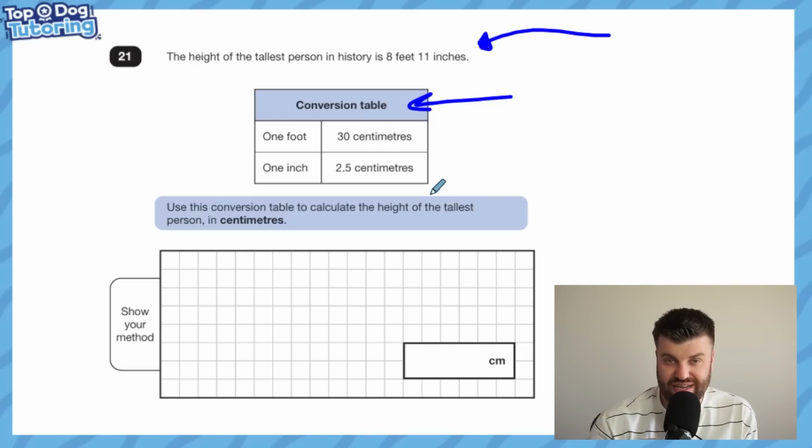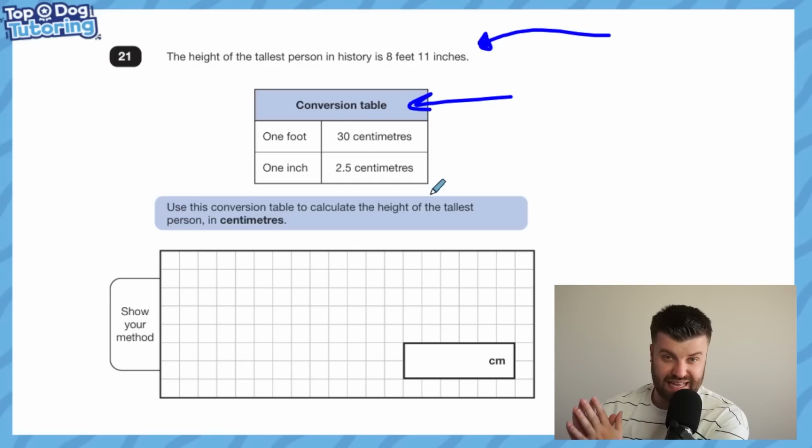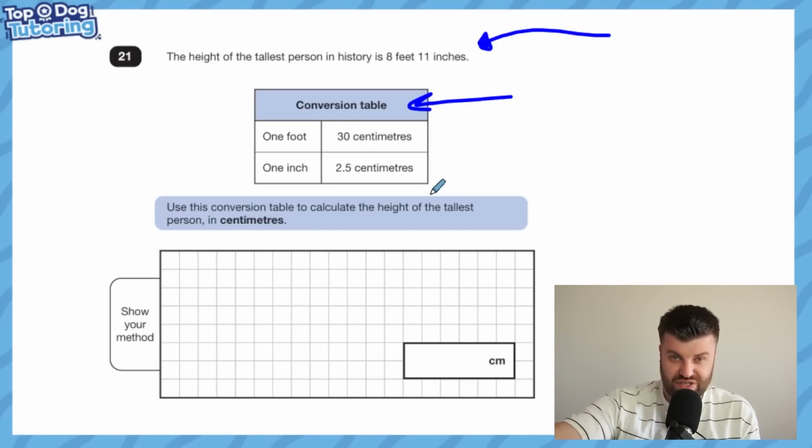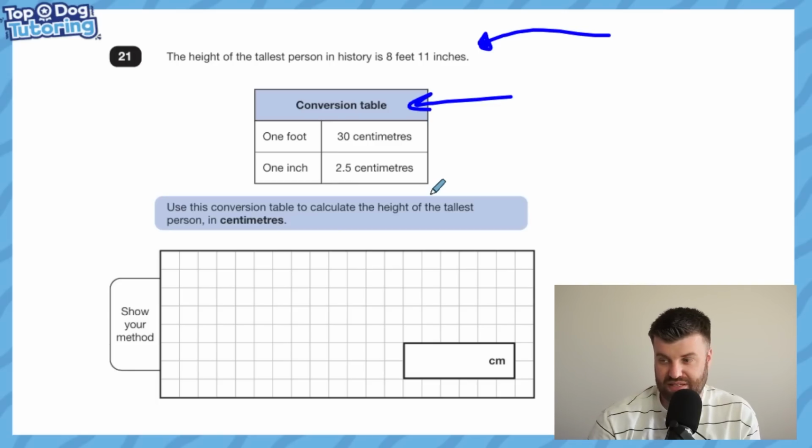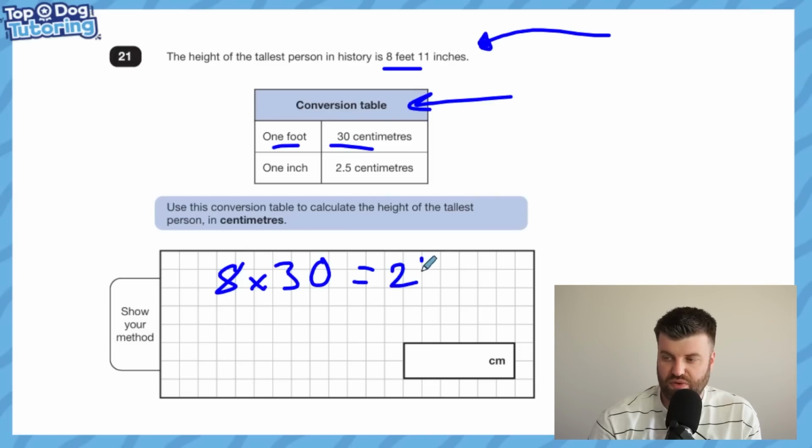So this is straight up conversion. We are taking 8 feet 11. We're going to use the conversion table to change it then to centimeters. So firstly, let's look at the feet. 8 feet. So 1 foot is 30. So 8 feet multiplied by 30. 8 times 3 is 24. Make it 10 times bigger because 8 times 30. That gives us 240 centimeters.